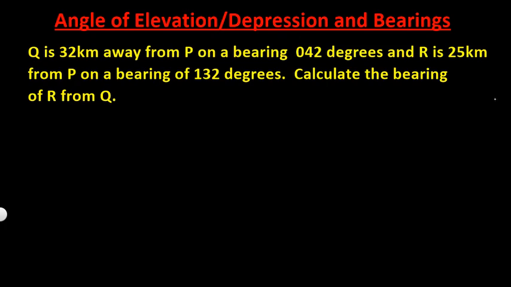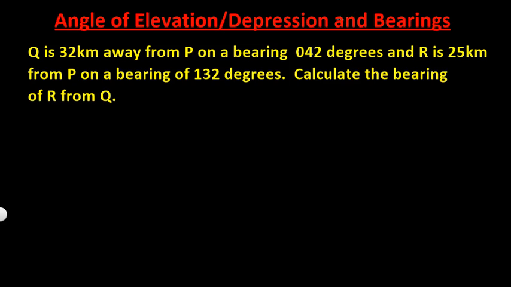The question reads, Q is 24 kilometers away from point P on a bearing of 042 degrees. That's a 3 figure bearing. And R is 25 kilometers from point P on a bearing of 132 degrees. Calculate the bearing of R from Q.